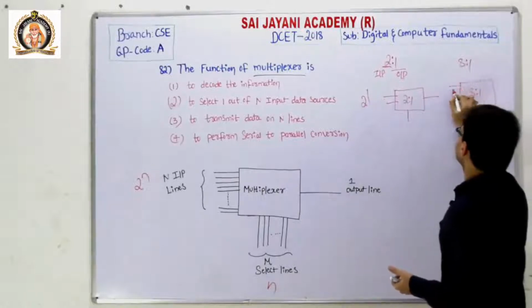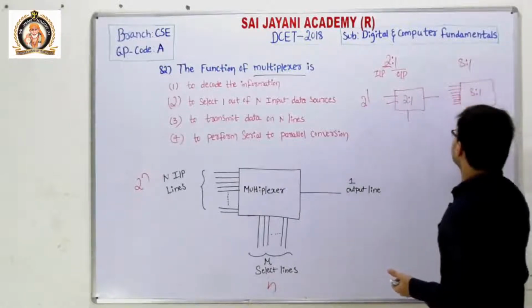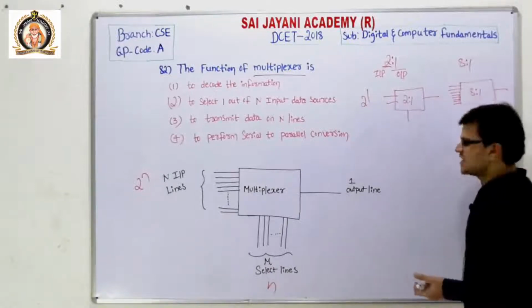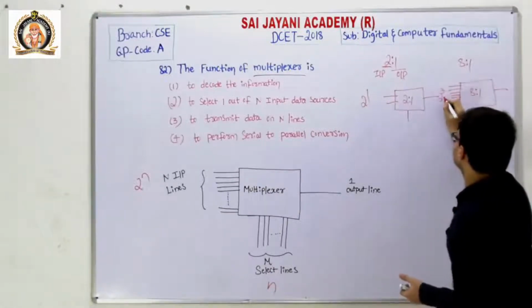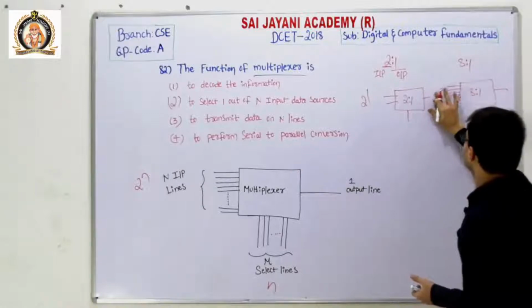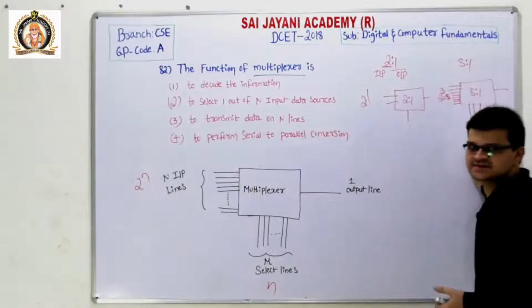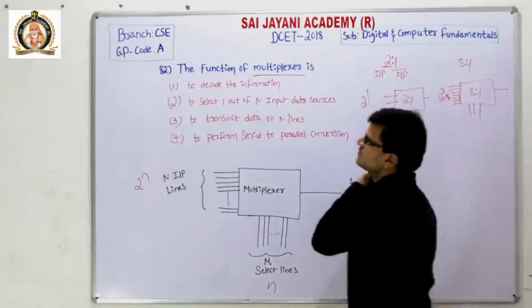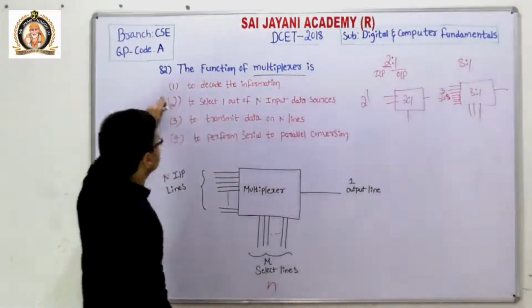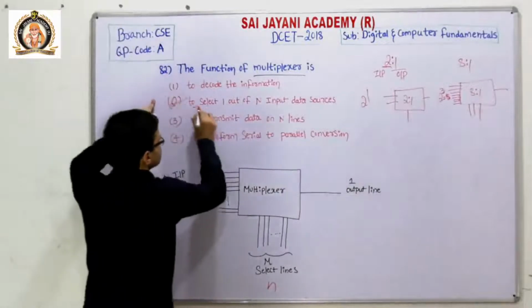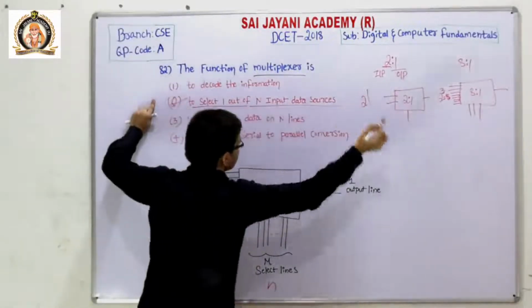we have 8 input lines, 1, 2, 3, 4, 5, 6, 7, 8, and 1 output line. Here 2^3 becomes 8, so the exponent term is 3. So we have 3 select lines. So the right option for question number 82 is the second one, to select one out of n input data sources.